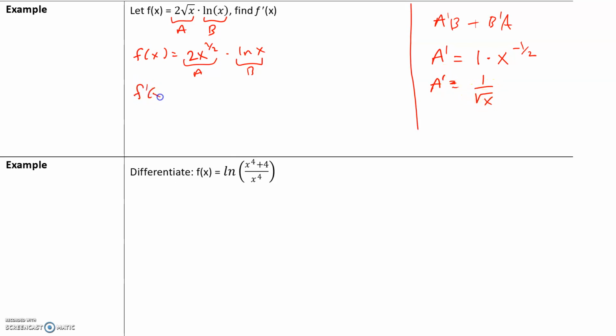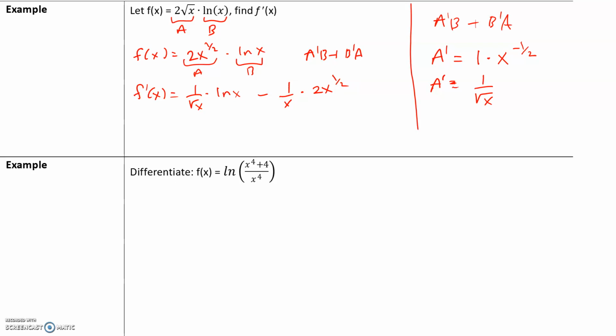So when I take the derivative of f of x, I have a product of a times b. So I'm going to say it's a prime times b plus b prime times a. And the derivative of this, a prime, is equal to 1 over radical x. That's my a prime. Times b. b is just going to be the natural log of x. Minus b prime. So the derivative of natural log of x, that's just equal to 1 over x. Times a, which is 2x to the 1/2.